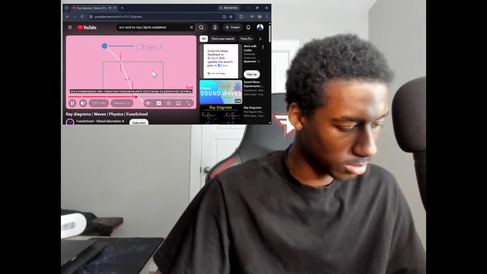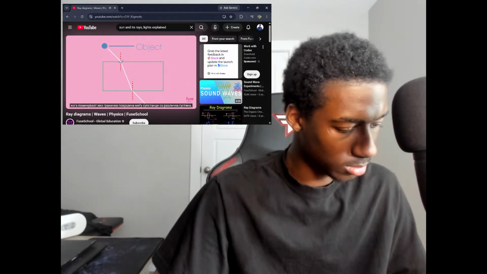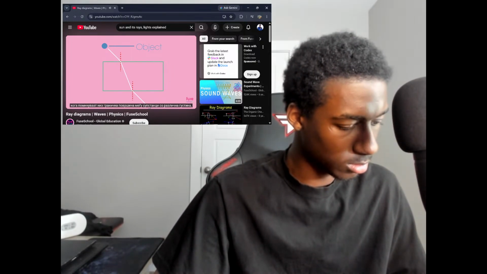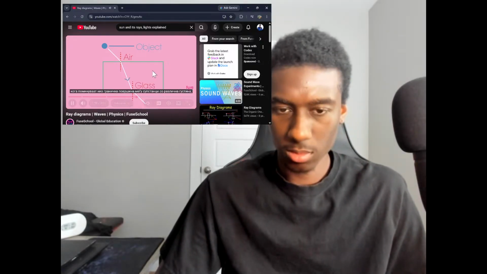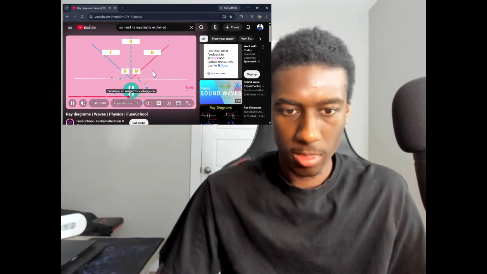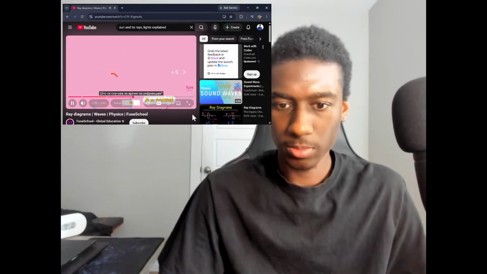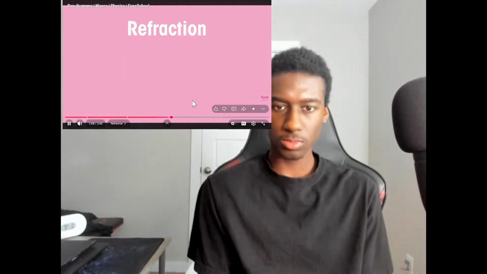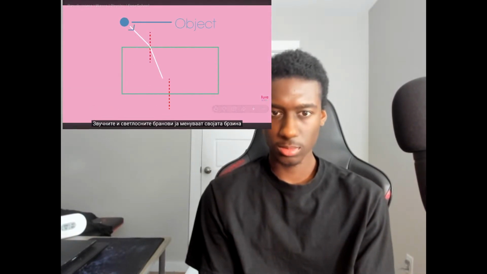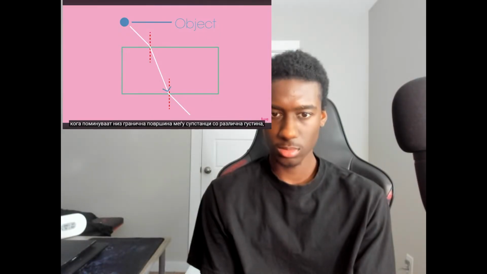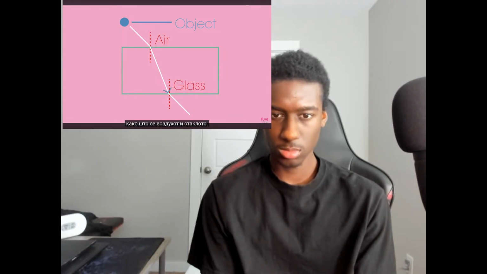Change speed when they pass across the boundary between two substances with different densities, such as air and light. Correct. Pause the video and give it a go. So what happens during refraction? Sound waves and light waves change speed when they pass across the boundary between two substances with different densities, such as air and glass.